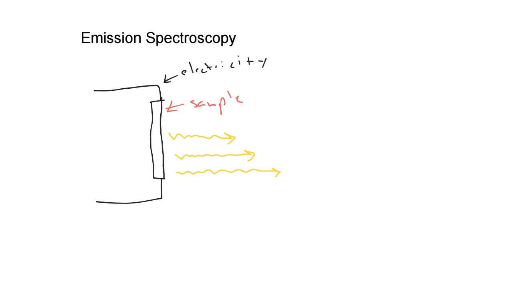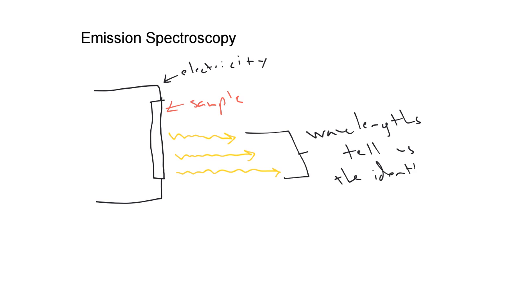And so we look at these wavelengths. And the wavelengths are like a fingerprint. So the wavelengths tell us the identity. Right in here, we've got atoms that are going from excited to ground. Excited to ground. And the wavelengths are going to tell us the identity of our unknown sample.